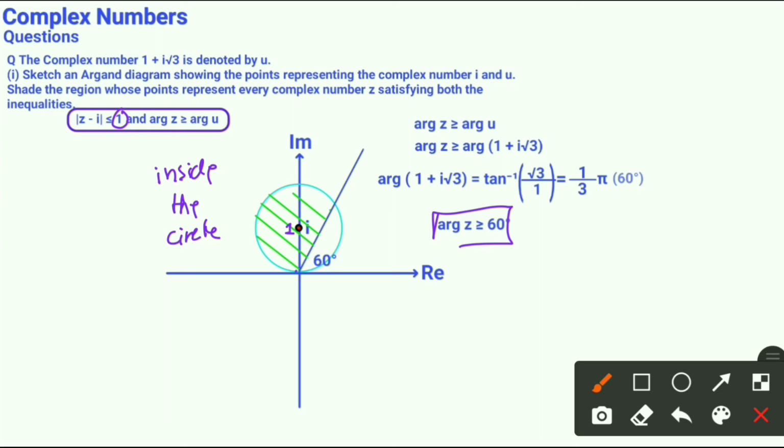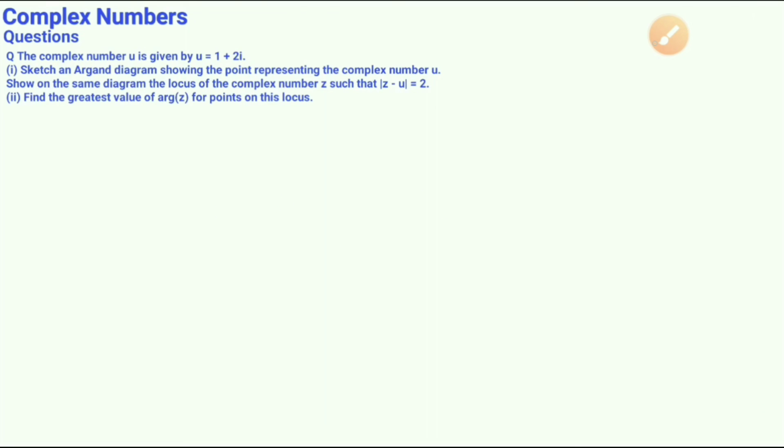So inside the circle, and the arg of z must be greater than 60 degrees. So it must be inside of the circle, and so this is the answer. The complex number u is given by u is equal to 1 plus 2i.